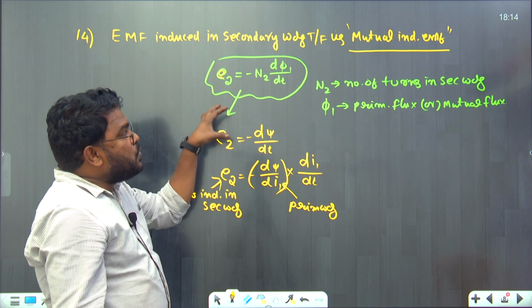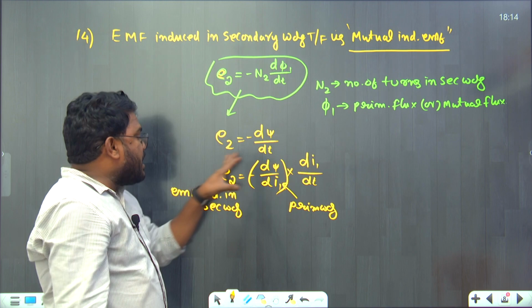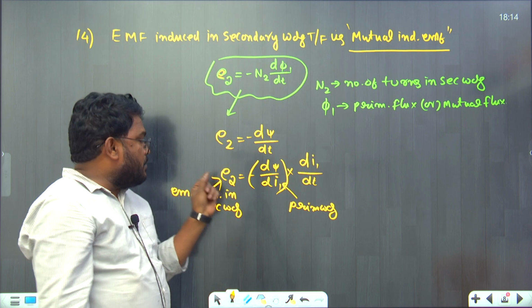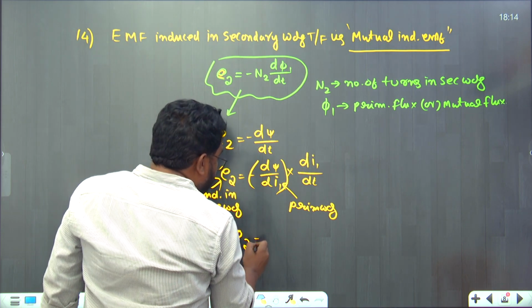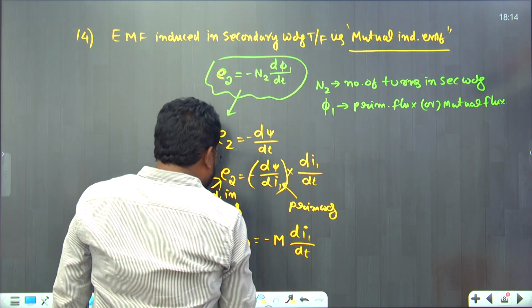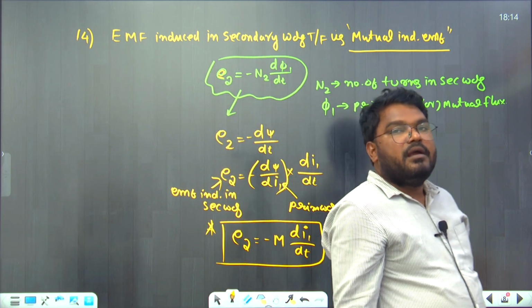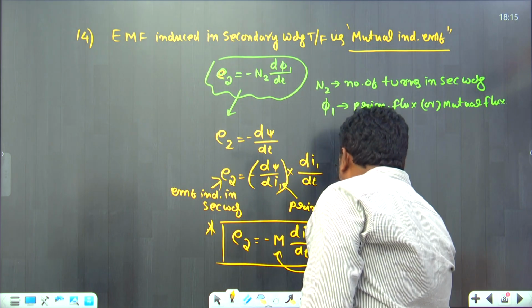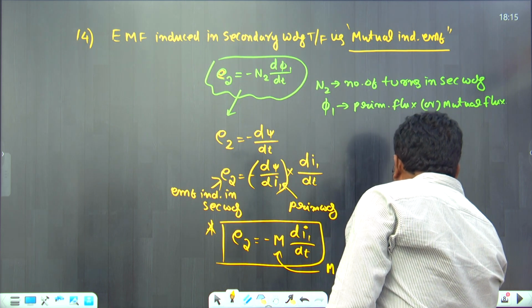The EMF induced in a coil due to current passing through another coil, which is magnetically coupled through the same amount of flux, is known as the mutual induced EMF. So flux linkage by current can be written as minus M, the differentiation of the current with respect to time. This is the induced EMF in the secondary winding in terms of the inductance, where M is the mutual inductance.